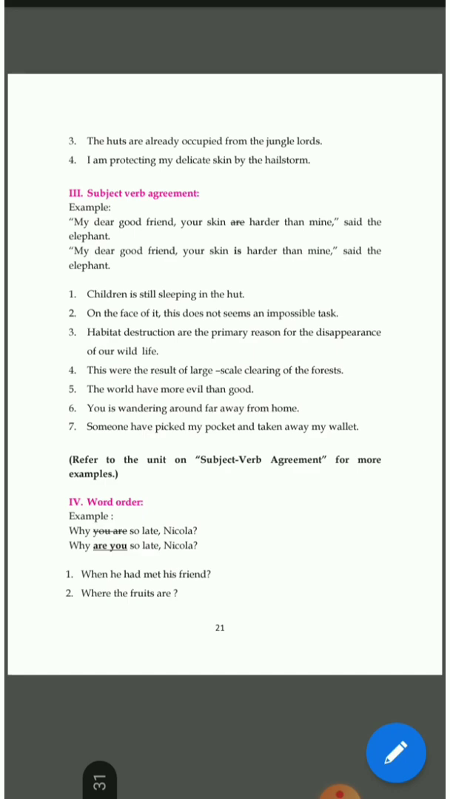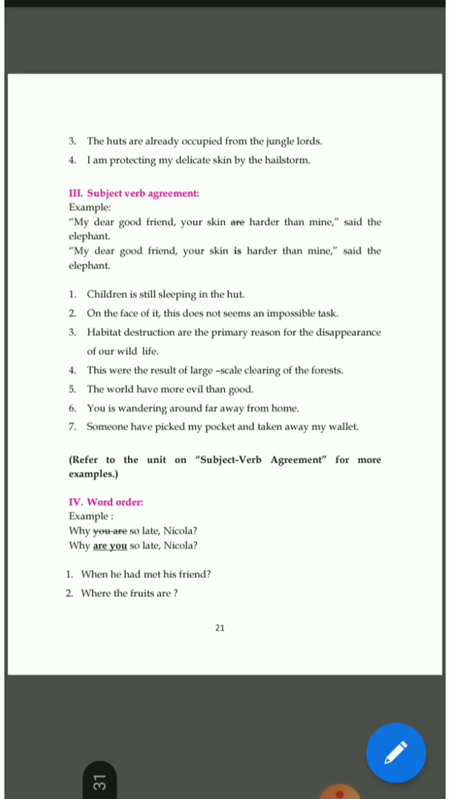Okay, the third one, the huts are already occupied from the jungle lords. When we read that, we understand that it's a completely senseless sentence. So we say the huts are already occupied by jungle lords. Not from but by. The huts are already occupied by the jungle lords.